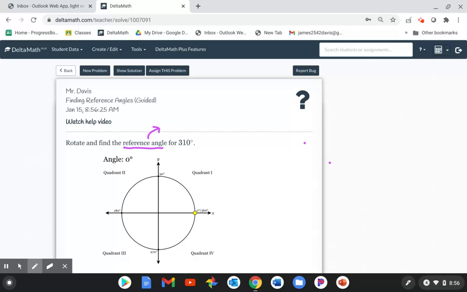A reference angle is the angle formed by the terminal side, which is like the ending side of the angle, and the x-axis. So it's formed by the terminal side and the x-axis.